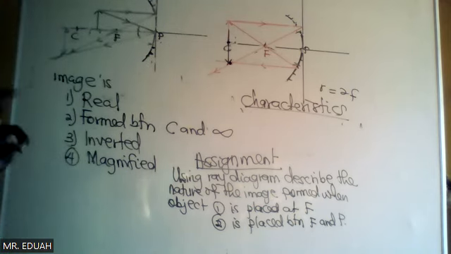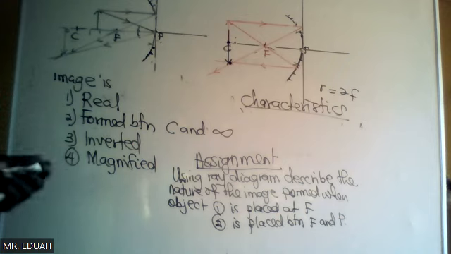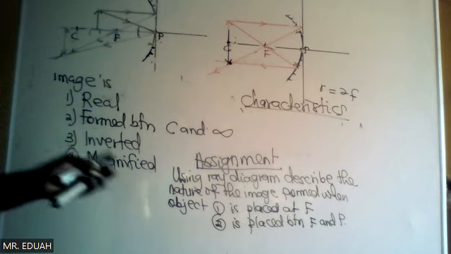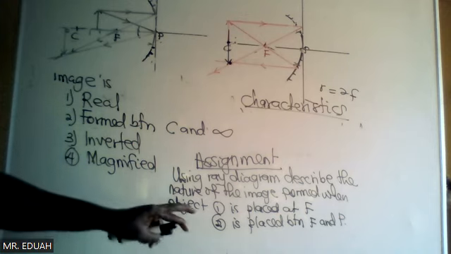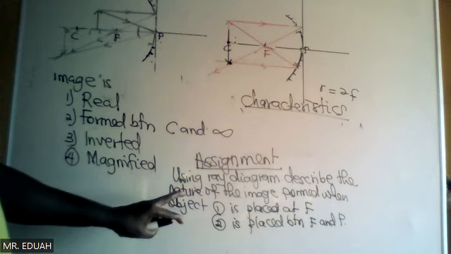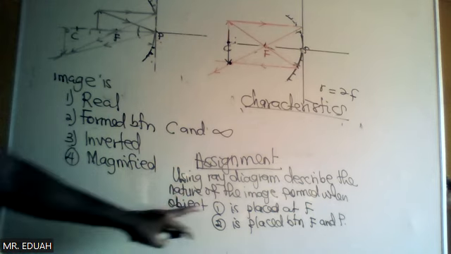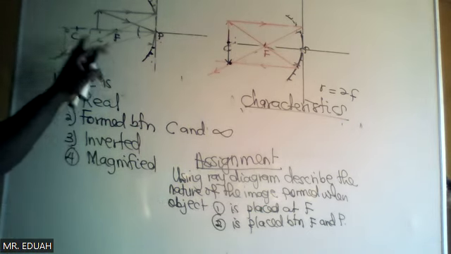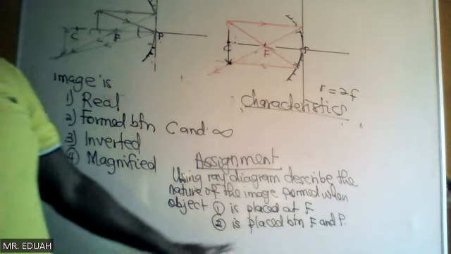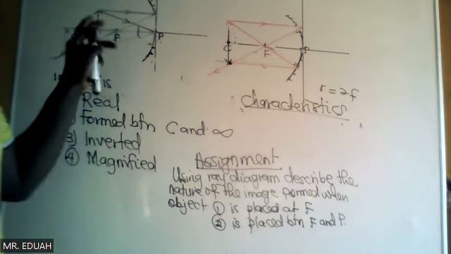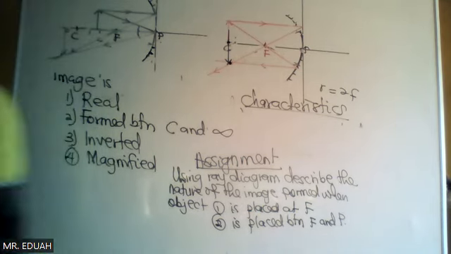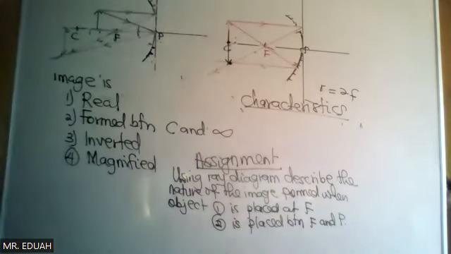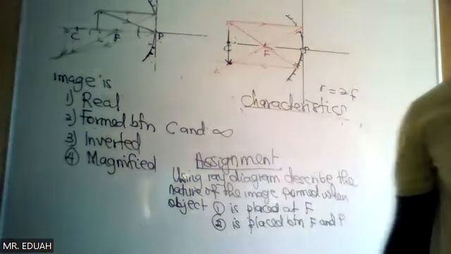Okay, we are looking at concave mirrors. So you are drawing a ray diagram too. You have to describe the nature of the image formed when the object is 1 placed at F, the principal focus, and 2 placed between F and P. This is your assignment. If you have any question, ask. Priscilla.